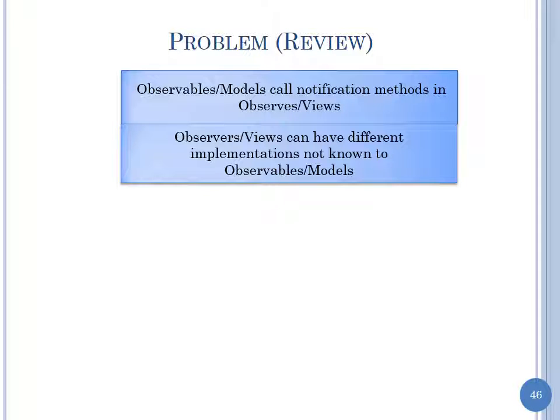So we saw observables. In model view controller, you have a model that's notifying its views. The model is an observable, and the views are observers. The model might have views or observers implementing very different functionality. If they are implementing different functionality, then that functionality is in different classes. So you want to invoke in the model methods in these classes without knowing what these classes really are.